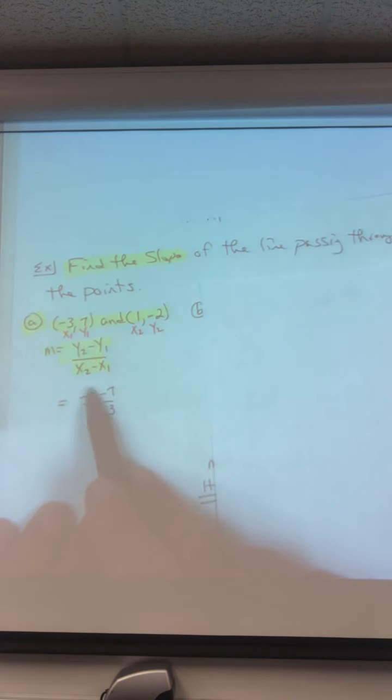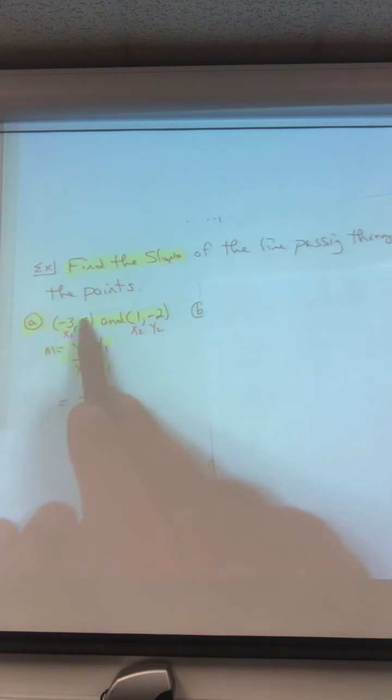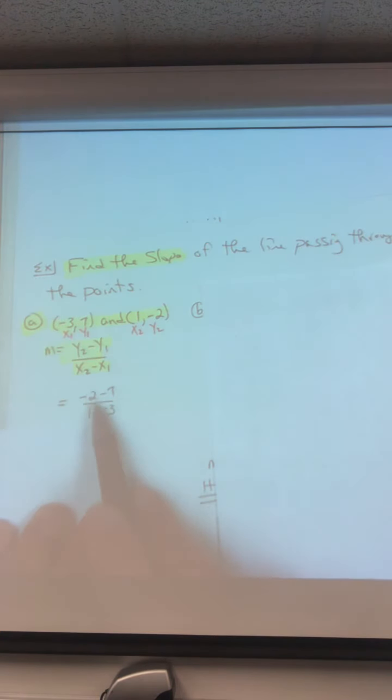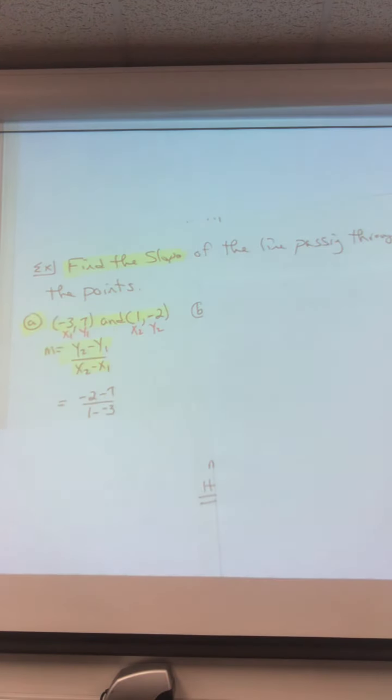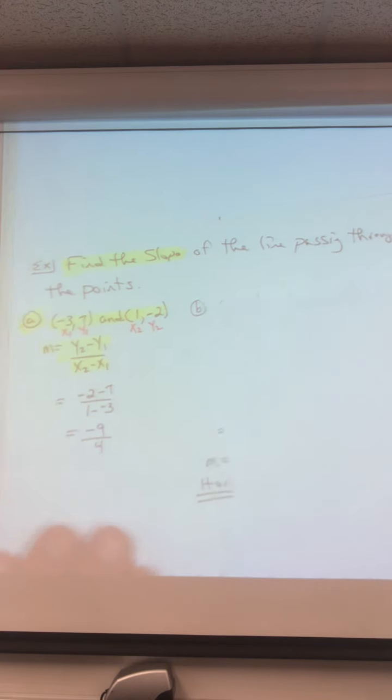y2 is -2 minus y1 is the 7. x2 is the 1 minus x1 is -3. Yes, you have to put another negative there. So that would be -9 over, and then in the bottom, 1 minus -3, double negatives gives you a positive. So the slope there is -9/4.